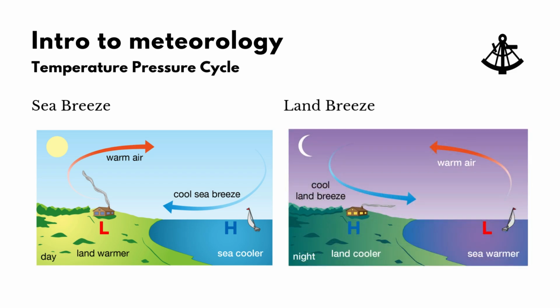In the evening, we get the same cycle, but in reverse. The land cools down faster than the sea, so the sea heats the air, and then the land cools the air, creating a land breeze cycle. One of the key things to remember for the temperature pressure cycle is that the air flows from the high pressure to the low pressure.